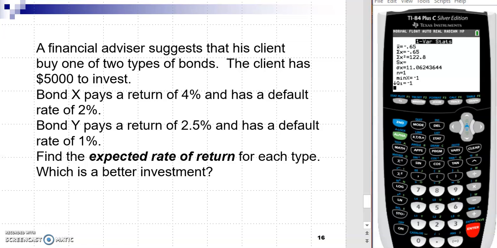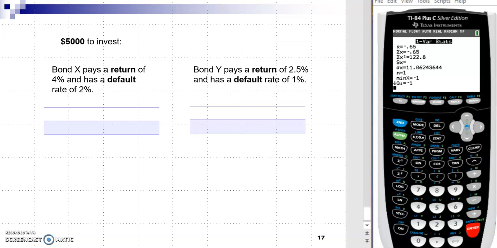Well, bond X pays a return of 4% and has a default rate of 2%, while bond Y pays a return of 2.5% and has a default rate of 1%. Find the expected rate of return for each type and which is a better investment. Well, let's think about this a minute.